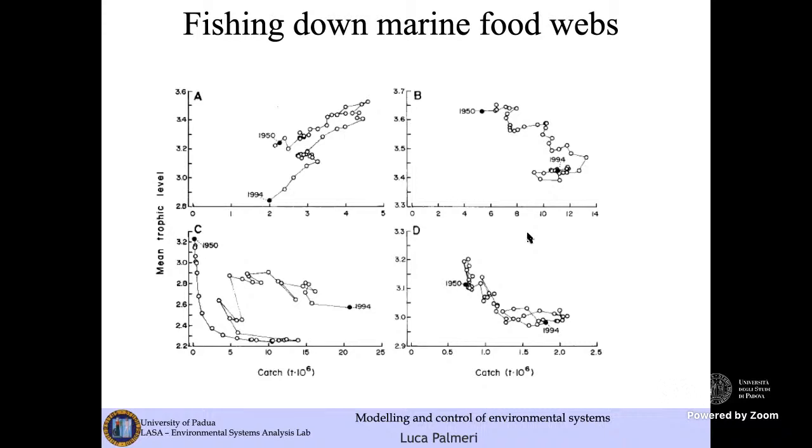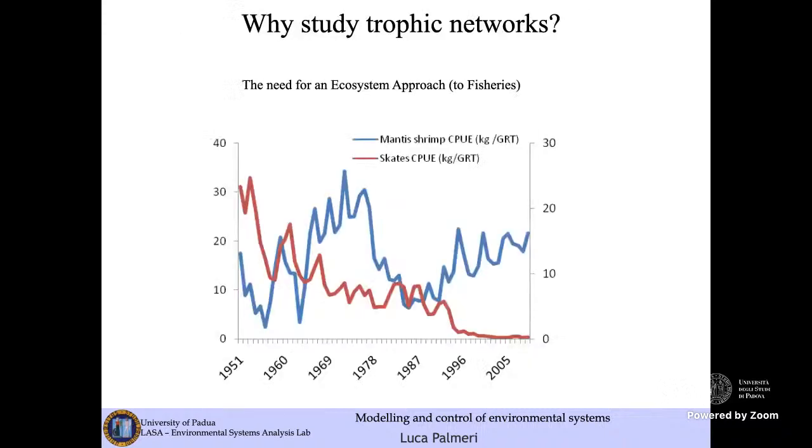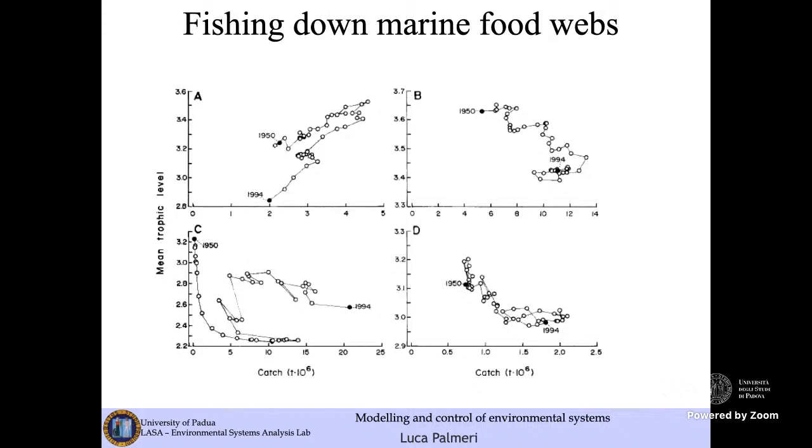And these graphs are taken from the paper of Kloen, Our Evolving Concept of Eutrophication. I have already cited this paper during the class. But the important point is, as you see here, in 1950 we had a very high trophic level, and in 1994 it fell down. So these are all indicators of the compression of the trophic network towards the lowest trophic levels. So fishing down marine food webs, this is the concept.